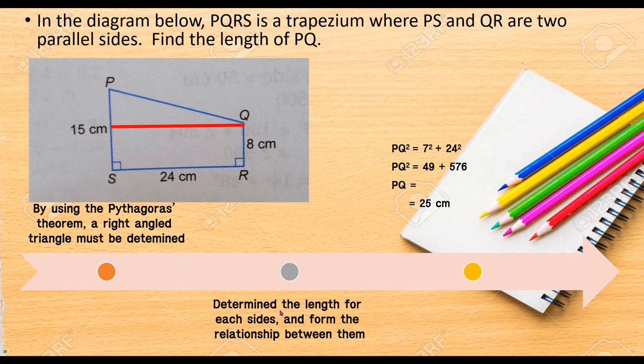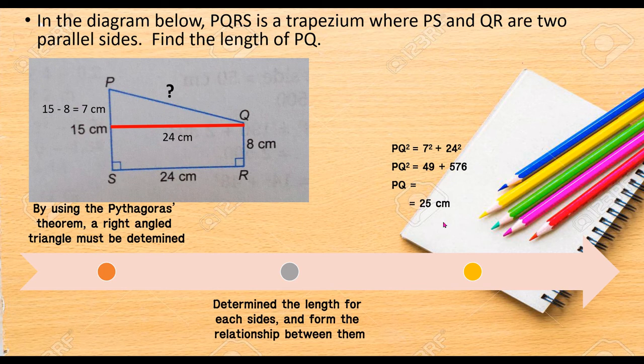Next, determine the length of each side of the right angle triangle that we just built and form the relationship between them. So here I will have 24 centimeter. How about here? Here I will take 15 minus 8, so here will be 7. And here, I don't know. That's why I have to find the length of PQ. The third step is I put it inside my Pythagoras theorem. Since my PQ is the hypotenuse, PQ squared equals 7 squared plus 24 squared.